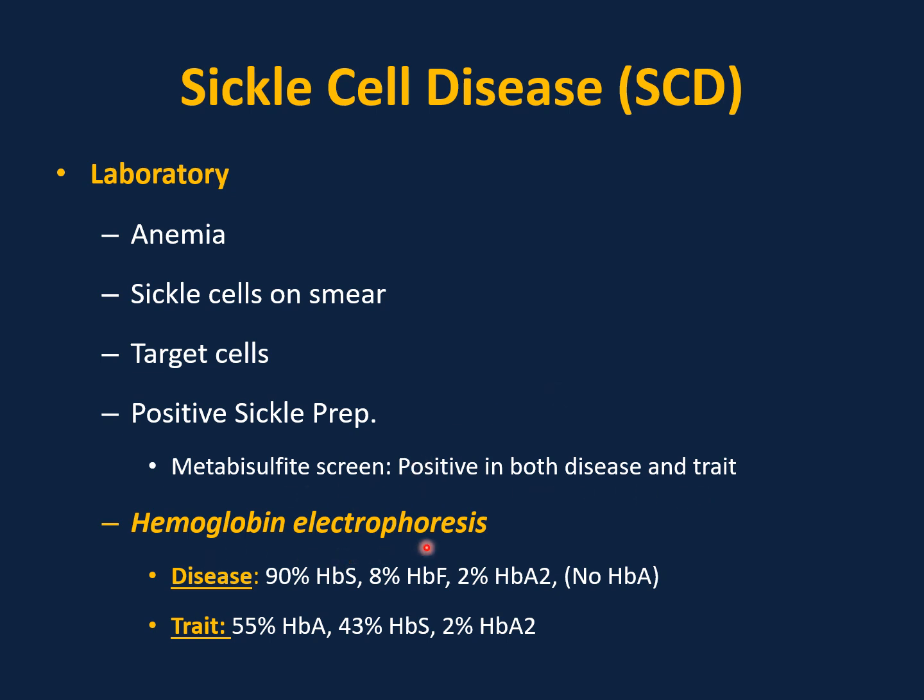Hemoglobin electrophoresis will confirm the diagnosis. You will see hemoglobin S is 90% or more, and in cases of the trait you will see hemoglobin S is less than 50%. Usually when hemoglobin S is less than 50%, the cells do not sickle, except in special circumstances like in the renal medulla. But normally these patients are asymptomatic. The patients with the disease are sick all the time because of the predominance of hemoglobin S.